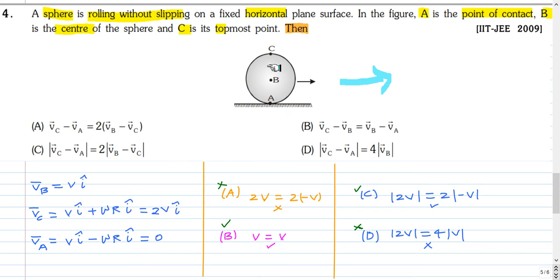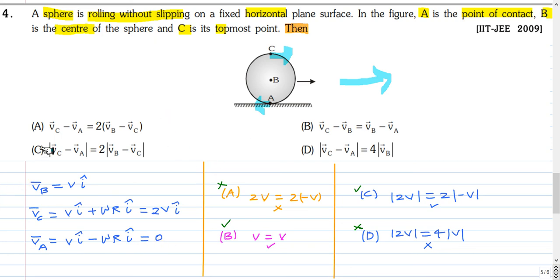At point A, the total velocity is v i cap minus omega r i cap, because at point C the sphere will be rotating in this direction, and at point A the sphere will be rotating towards the left. So omega r will be in the opposite direction of v, and v is equal to omega r for the pure rolling case. So VA is 0.